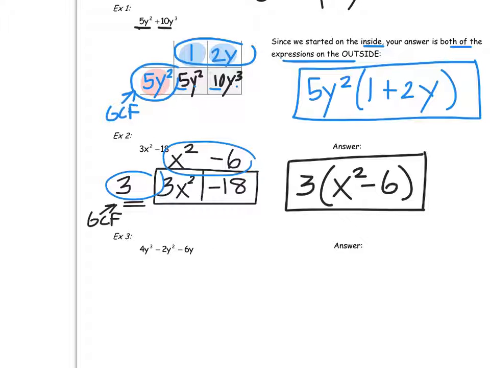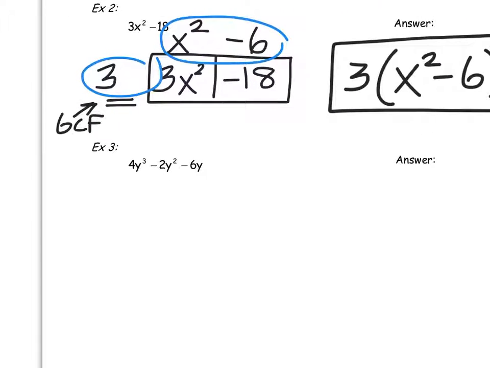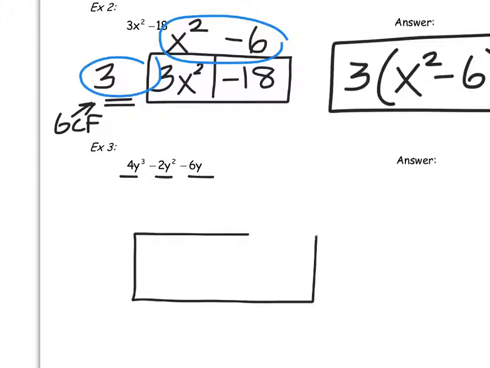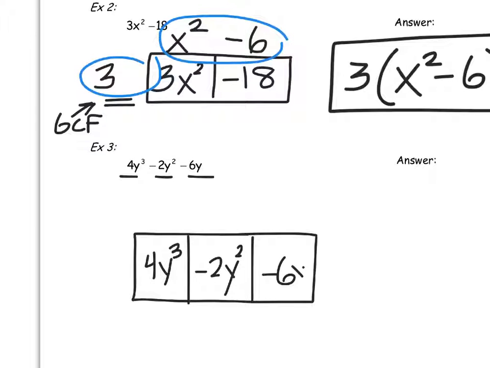All right, last one. We have 4y cubed minus 2y squared minus 6y. 1, 2, 3 terms. I'm going to put these 3 terms right here: 4y cubed minus 2y squared minus 6y. All right, now what we're going to put out front is the GCF.